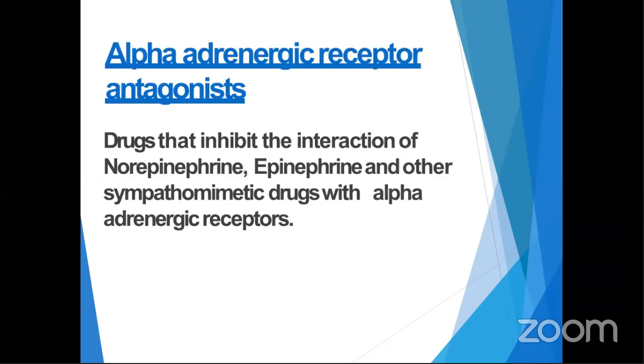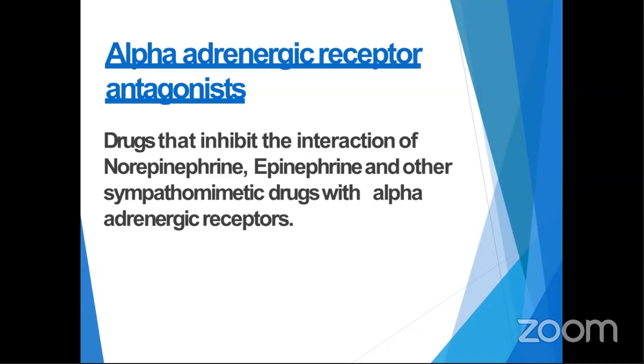Okay. So alpha receptor antagonist. What do you mean by antagonist? Antagonists are the drugs that are going to inhibit the action of the agonist. The agonist would be norepinephrine, epinephrine, and other sympathomimetic drugs acting on alpha adrenergic receptors. So antagonists are going to block these alpha receptors. It means that they produce an effect exactly opposite to that of the agonists, that is, norepinephrine, epinephrine, and sympathomimetic drugs. These are alpha receptor antagonists. We can also call them alpha blockers.